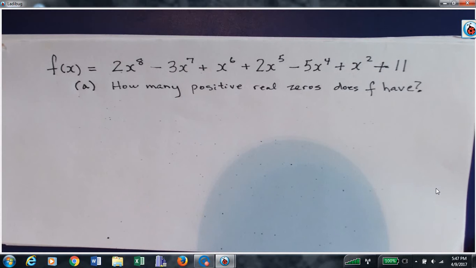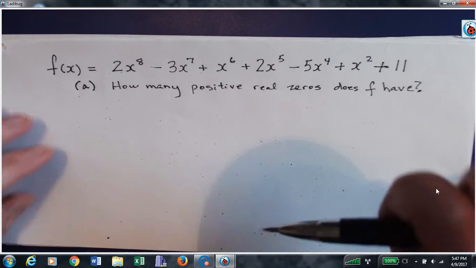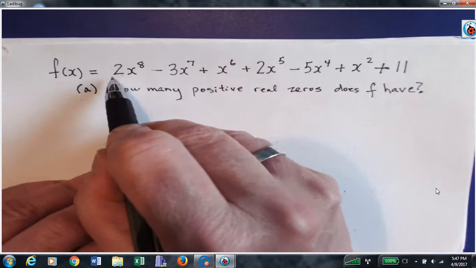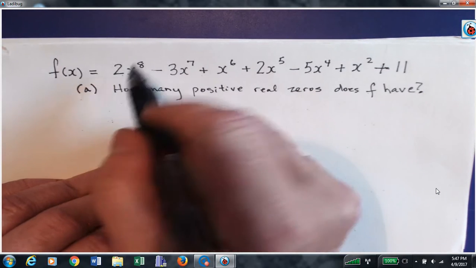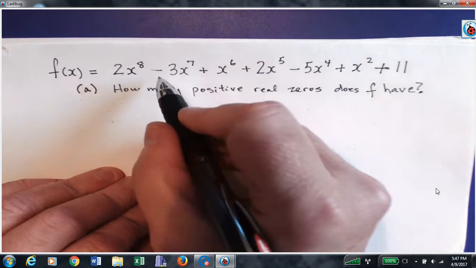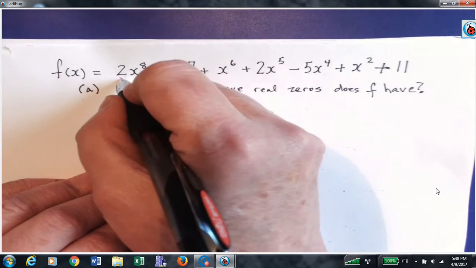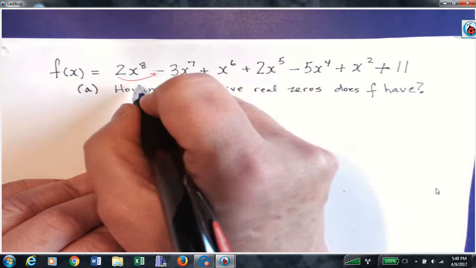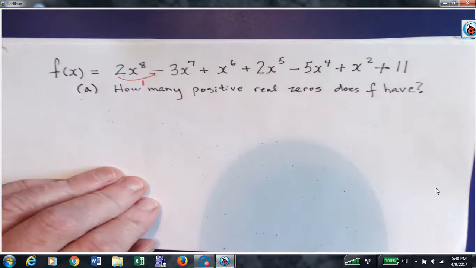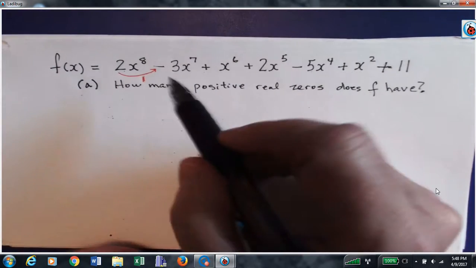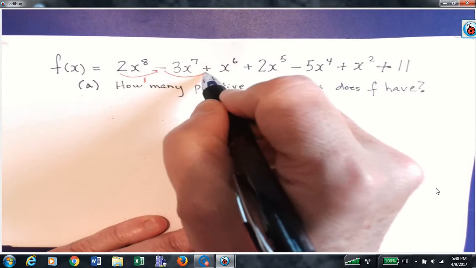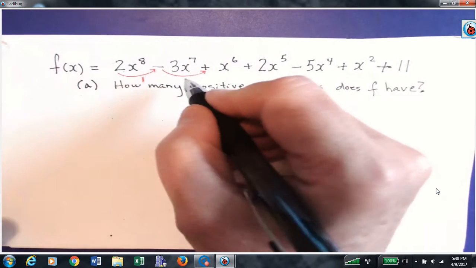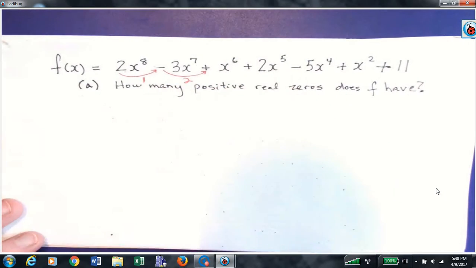Okay, so I'm going to get a different colored pen. And we're going to start here. We're going to go left to right. So we have positive 2 times x to the 8th. And we go from positive to negative. That's a change in sign. So I'm going to count that as my first change. So I'm going to put a 1 there. Then I go from negative to positive. That's another change in sign or variation in sign. So that's my second change in sign.